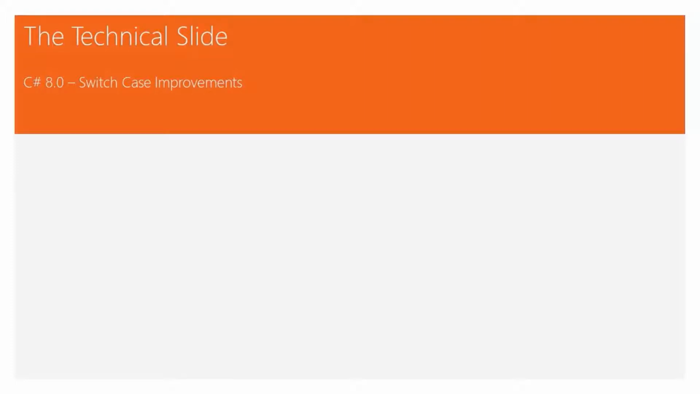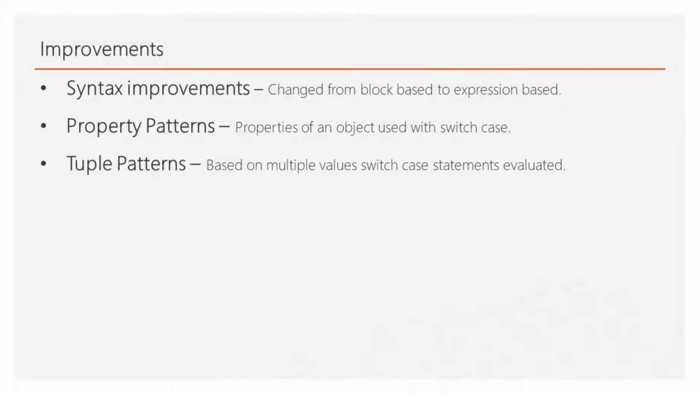This is Manish, and in this video I am going to talk about C Sharp switch case improvements. There are three improvements. First is syntax improvements. In the syntax improvement, what we can do now, in place of having code in the form of blocks, we can now put it in the form of expressions. So don't worry about it, we will see this feature in our demo.